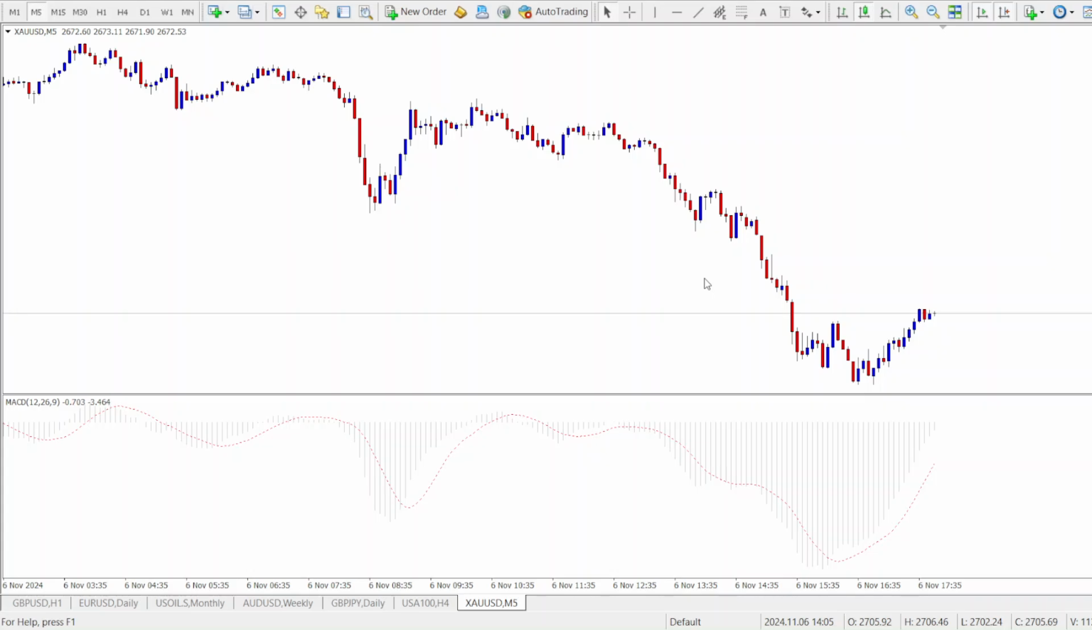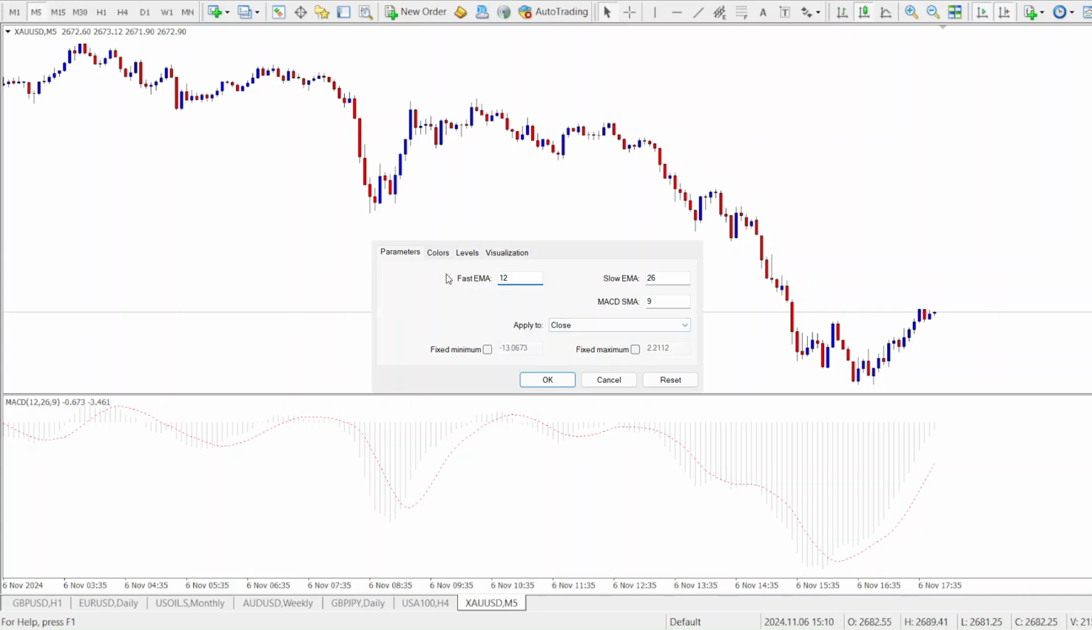Now stick around, because today in this video we are going to be covering the best MACD settings for the daily chart. Now if you are new to the MACD, let's do a quick recap. The MACD is made up of the MACD line and also the histogram bars. Moreover, the MACD is also made up of fast EMA, slow EMA, and MACD SMA. The default settings are 12 for the fast EMA, 26 for the slow EMA, and 9 for the MACD SMA. But these numbers aren't one size fits all.